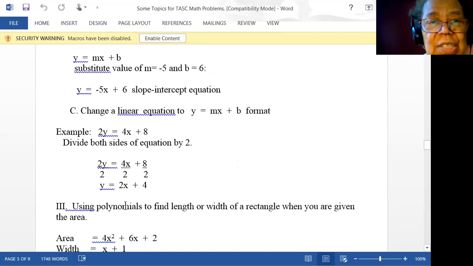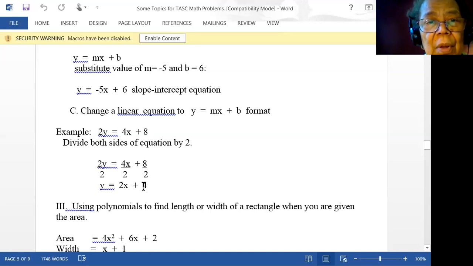Now let's look at the third thing we want to do. Given an equation that's not in the y equals mx plus b format, we want to convert it to the y equals mx plus b format. So here we have 2y equals 4x plus 8. If you divide both sides of the equation by 2, you'll get y on the left side. 4x divided by 2 is 2x. 8 divided by 2 is 4. Now you have it in the format of y equals mx plus b, where m is 2, the slope, and b is 4, the y-intercept.